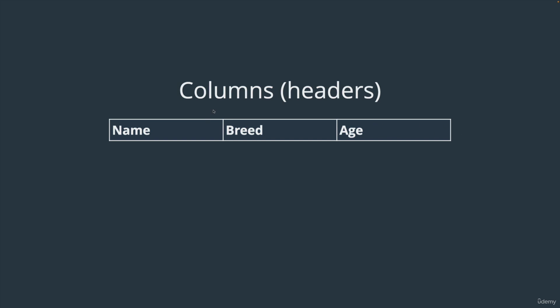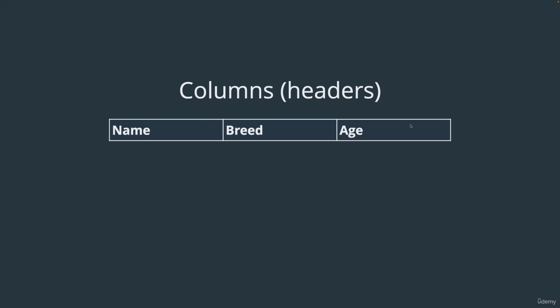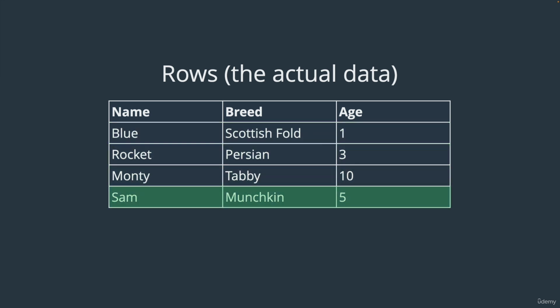Okay, so we have our columns: name, breed, and age. And then we have the rows. Those are the actual entries, the actual data in the table. So we have one row here. Blue is a Scottish fold. She's 1 year old. We have Rocket, who's a Persian cat, 3 years old, and so on. These are all rows. They are entries into this table. But the first step is to get this table empty, but with a structure. We're telling SQL, okay, here's our cats table. It has these 3 different columns, these 3 pieces. And then once that's done, we can insert data in.